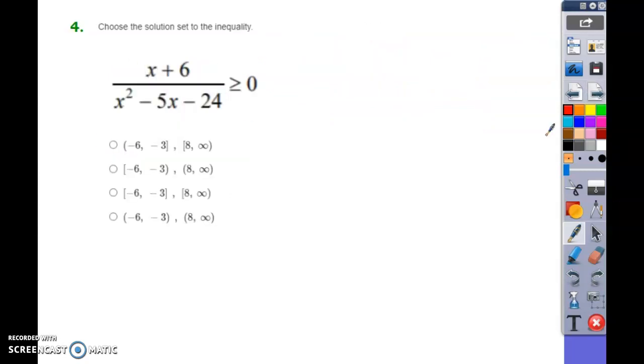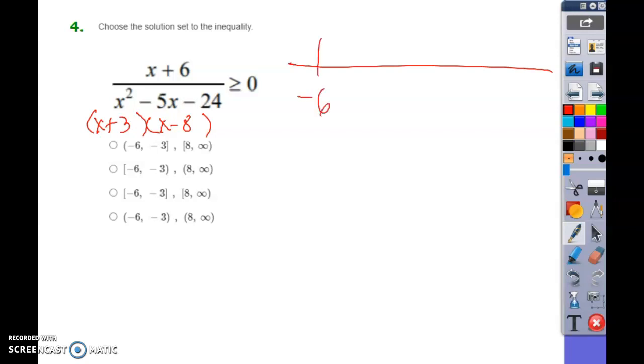Number 4. All right, we're going to do the exact same thing, except for now we've got some asymptotes. Let me go ahead and factor that, see what those asymptotes are. X plus 3, x minus 8. So we've got some changes in the graph at negative 6, that's a 0. At negative 3, that's an asymptote. And 8, that's an asymptote. Okay, so this is an asymptote. This is an asymptote. And this is a 0.